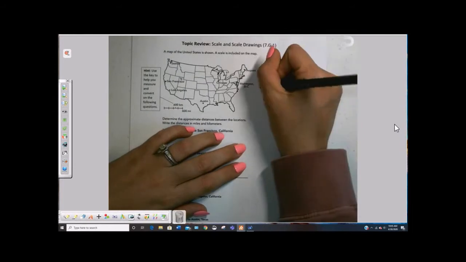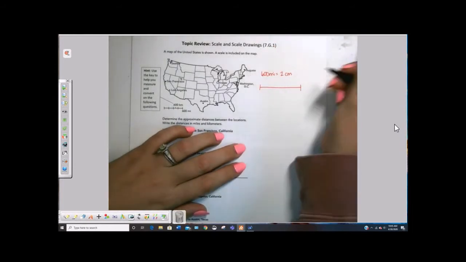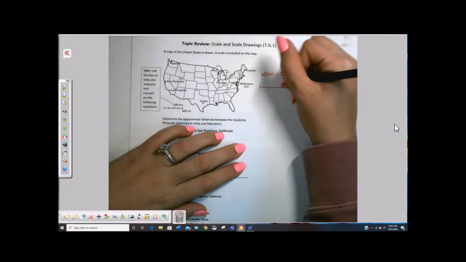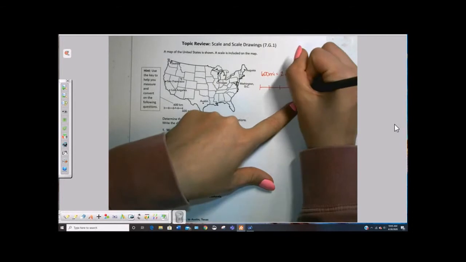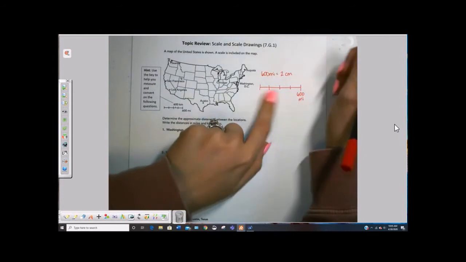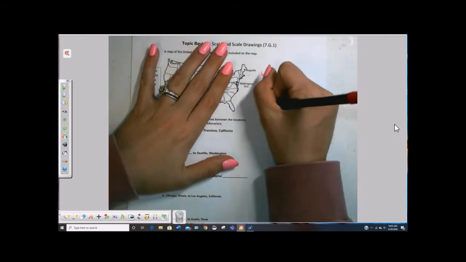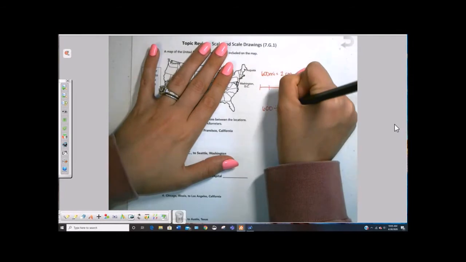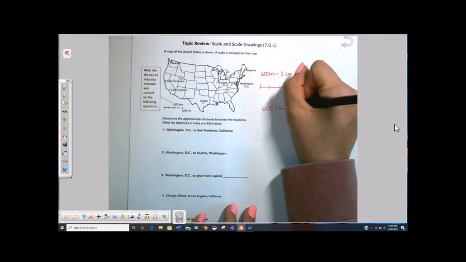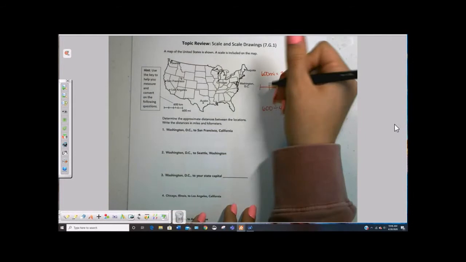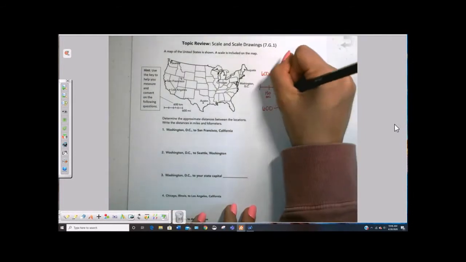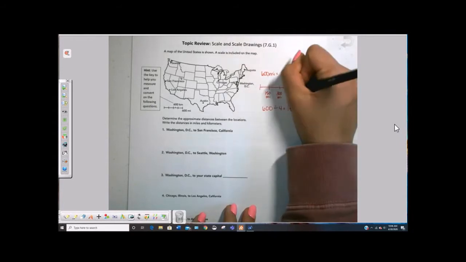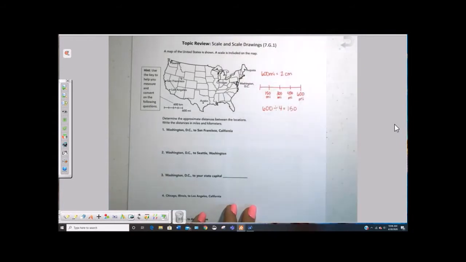So our key is split into 4 sections for the miles. So we know that the very end is 600 miles. So we're going to split 600 into 4 so we can figure out what the other sections are as well. So 600 divided by 4 and you get 150. So each section is 150 more than the last. So the first is 150 miles, the second is 300 miles, and the third is 450 miles.